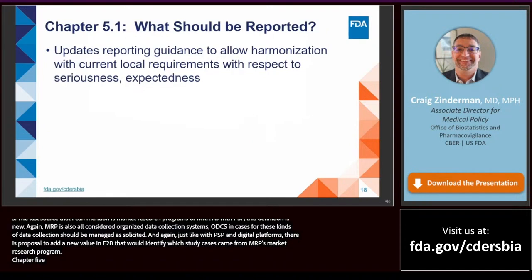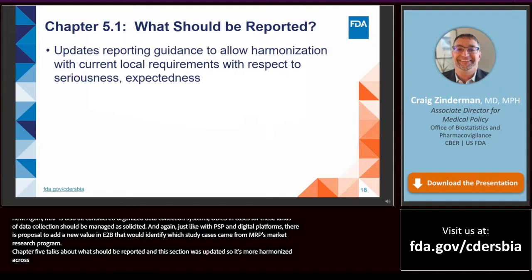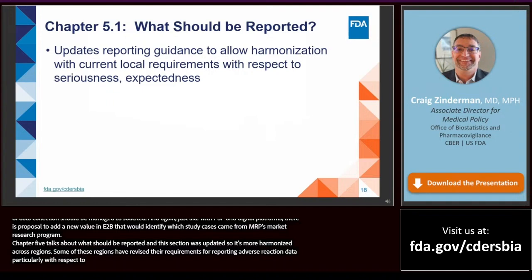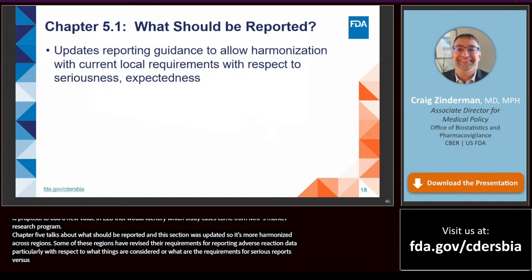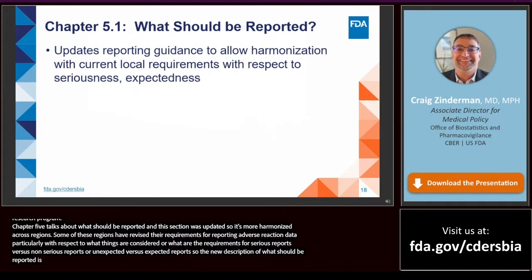Chapter 5 talks about what should be reported, and this section was updated so that it's more harmonized across regions. Some of these regions have revised their requirements for reporting adverse reaction data, particularly with respect to what are the requirements for serious reports versus non-serious reports, or unexpected versus expected reports. And so the new description of what should be reported is adapted to be more harmonized across regions.